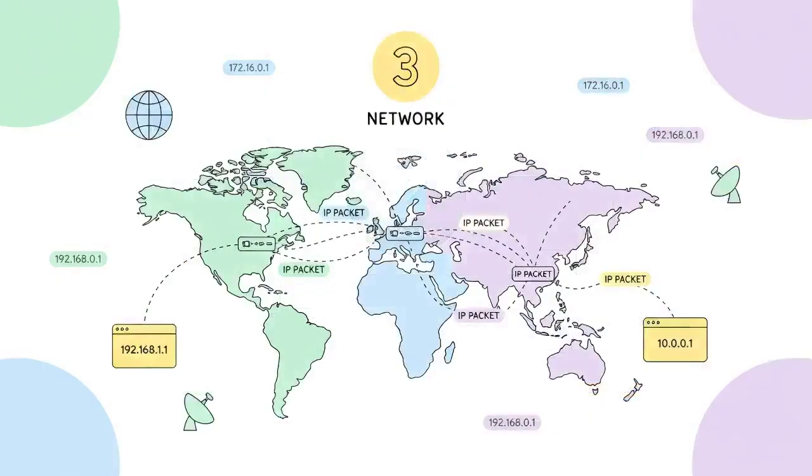Layer 3 is the network layer, the global traffic system. It assigns every device a logical IP address and routes packets across routers until they reach their destination network.